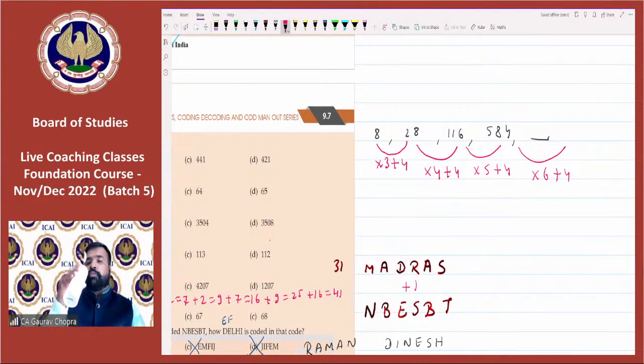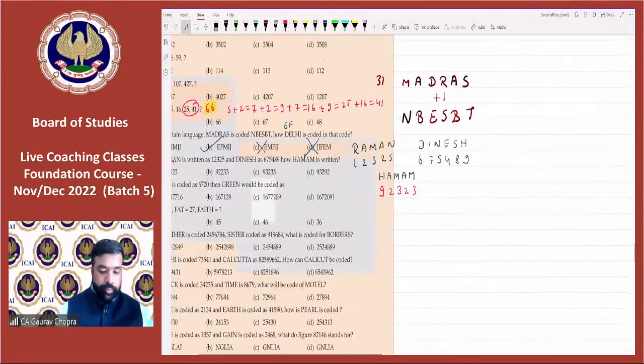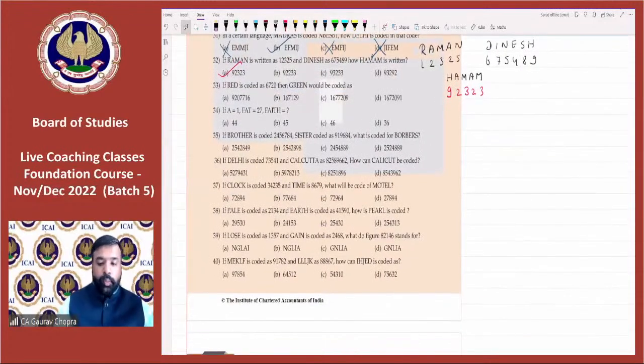584 into 6 plus 4. You will get the answer. So let's see who has given the answer. 3508. Yes. Sakshi has given it, Sunali, Diksha, Lakshmi, and Himanshi. So 3508. Okay. Now the next one, 33.